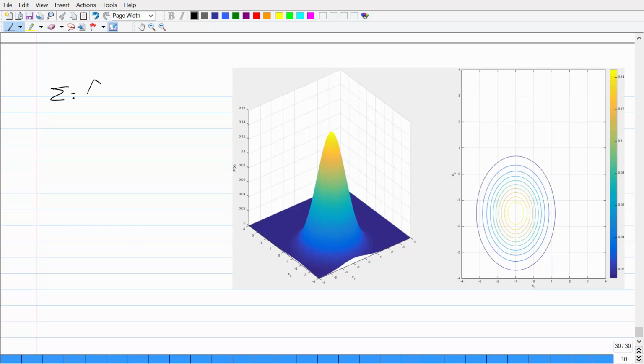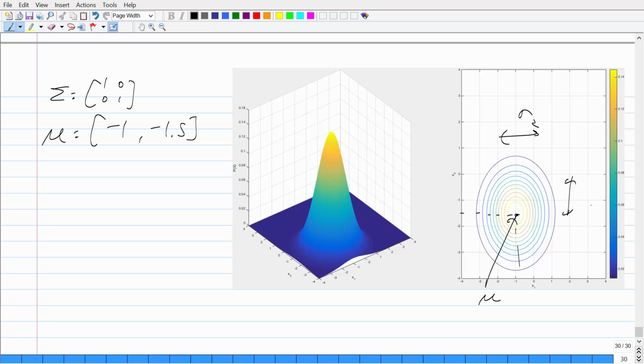The covariance matrix here is unity, all right? So it's the same, but the mean is changed. So x1 will be -1, and x2 is -1.5. So the mean is right over here. The variance itself stays the same, so this stuff here is just the same as before. It's just the offset of where it actually happens that changes.